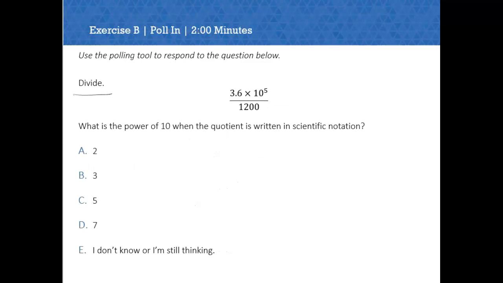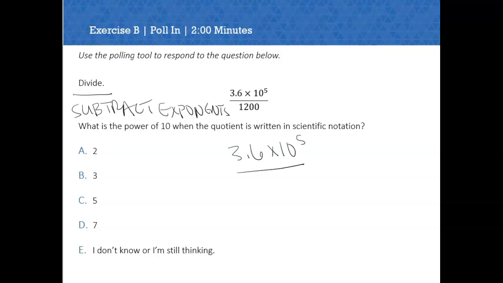So now we're going to divide. When we divide, we subtract exponents. And this one, it's not currently in scientific notation. So let's write it in scientific notation. We have 3.6 times 10 to the fifth all over 1.2 times 10 to the, to move it 1, 2, 3. So that's what this asks. What is the power of 10 when the quotient is written in scientific notation? So the quotient means the answer to this problem. So we've converted it so we can do the division. So we converted both in scientific notation.